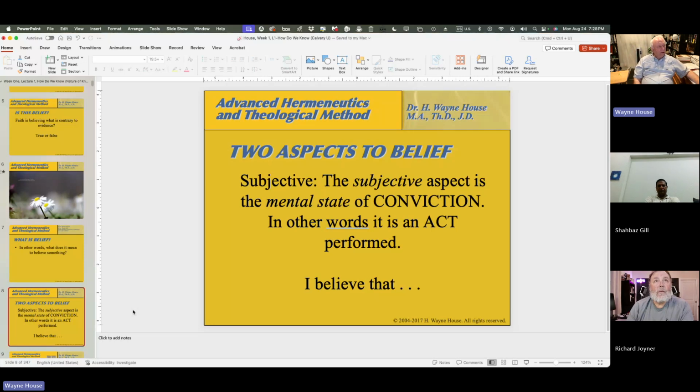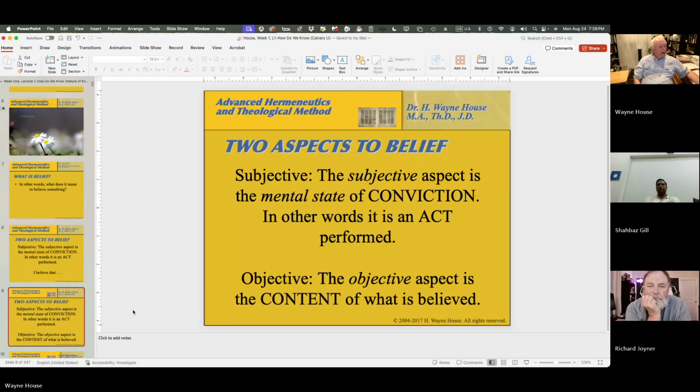Let's keep moving. So it's a mental state. It's an act performed. I believe that. People do it all the time. I believe this and that. The subjective aspect is a mental state of conviction. It's subjective. It's a mental state. In other words, it's an act performed.